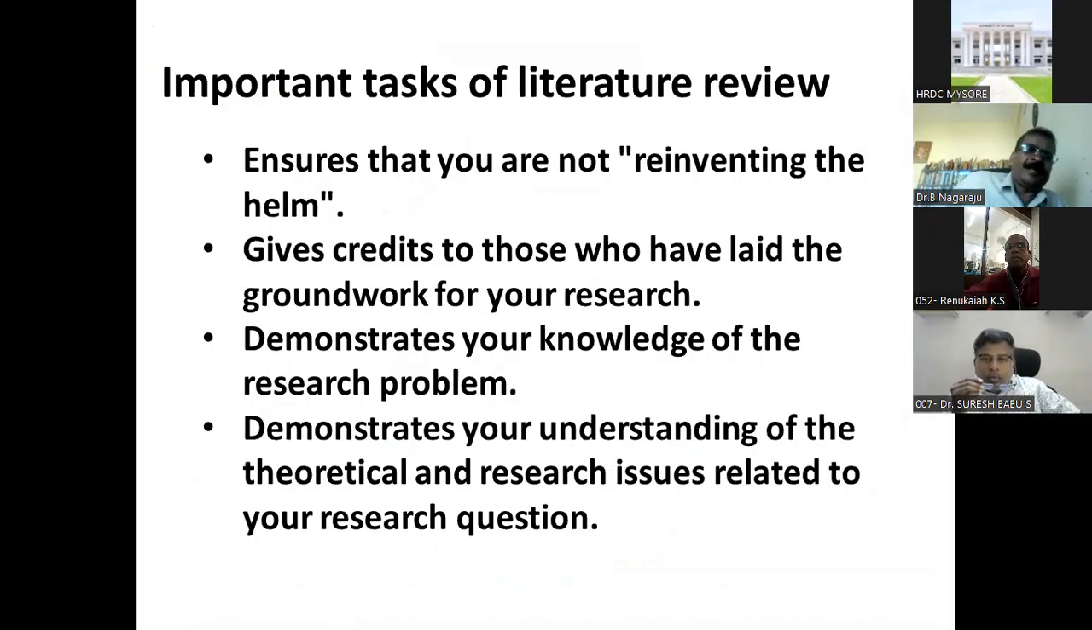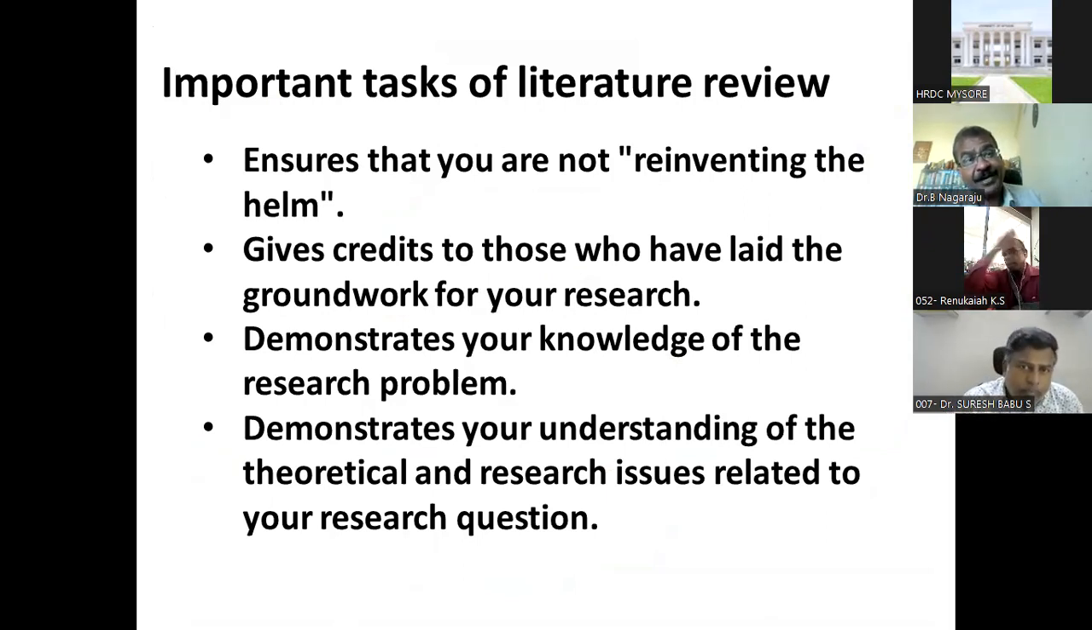what actually we have to consider in terms of the task of literature review. One thing is it ensures that you are not reinventing the wheel. It gives credit to those who have laid the groundwork for your research. It demonstrates your knowledge of the research problem, and your understanding of the theoretical and research issues related to your research question. Here, of course, we are going to see the literature which is related to our topic.